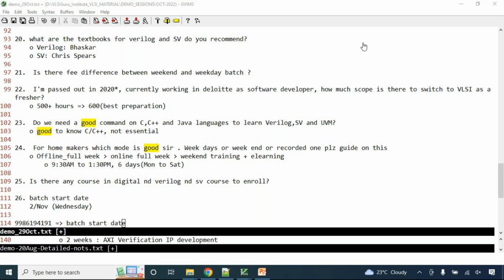See, if you are a working professional, I suggest you go for e-learning only, because a weekdays course won't work for you anyway. We don't have any dedicated weekend AMBA protocol training. It will be full week only. So it is better to go for e-learning. The e-learning course is very well organized, at least for the AMBA protocols. Okay, sir. Any other questions?